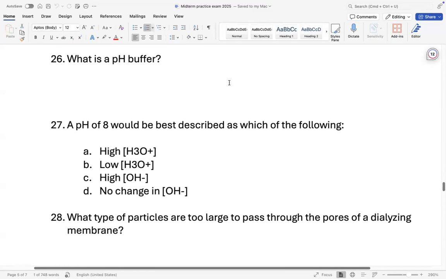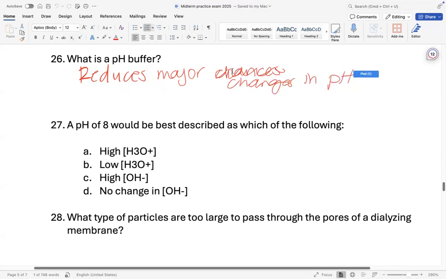All right, so we left off here at 26. What is a buffer? We described that at the beginning of, well, technically the end of lecture 3, but the beginning of the first recording. So buffers are things that reduce major changes in pH, right? So they keep a solution stable.